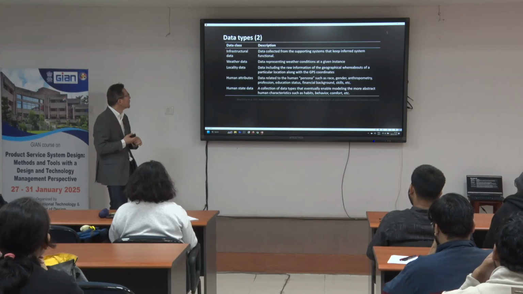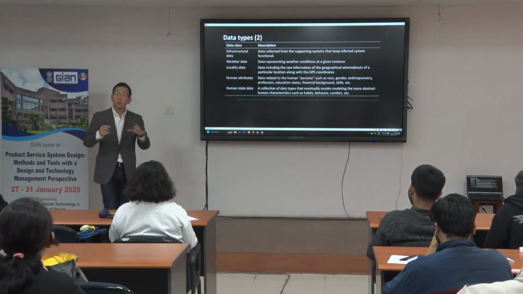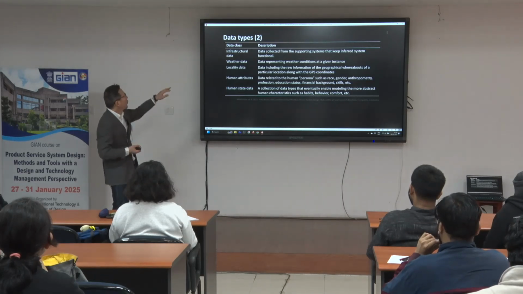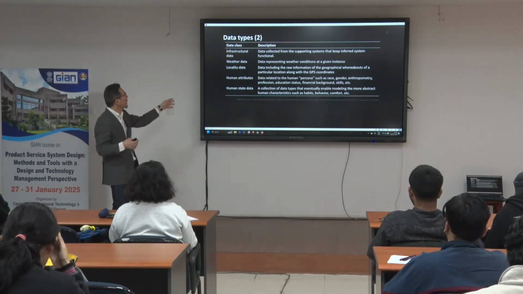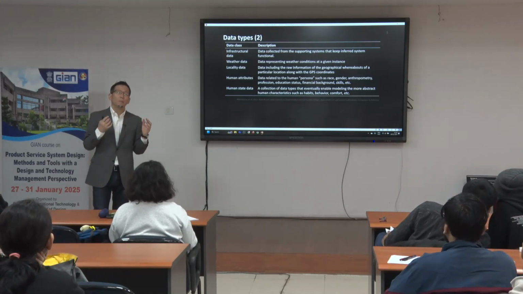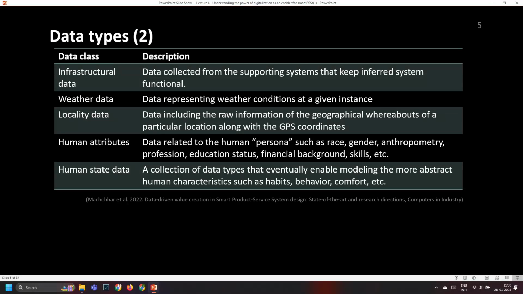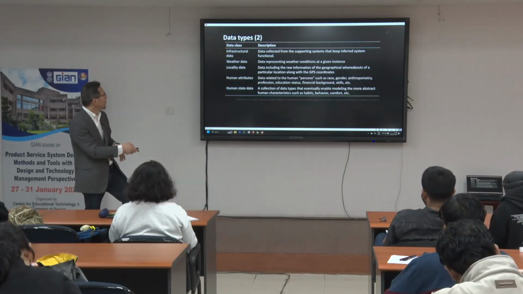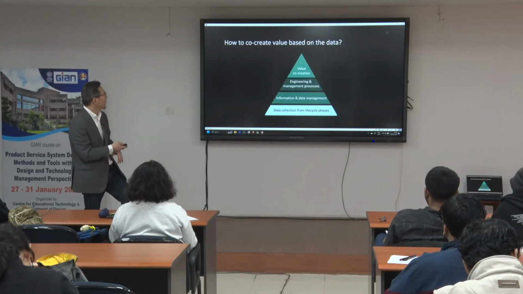And then continuing with the data types. Another type is infrastructural data. It's about the systems that support the product and services in question. Whether environmental data, locality data, and human attributes, human state data, meaning the data about the product users. So these data types are relevant particularly for PSS design because I'm referring to this table taken from a PSS relevant paper.